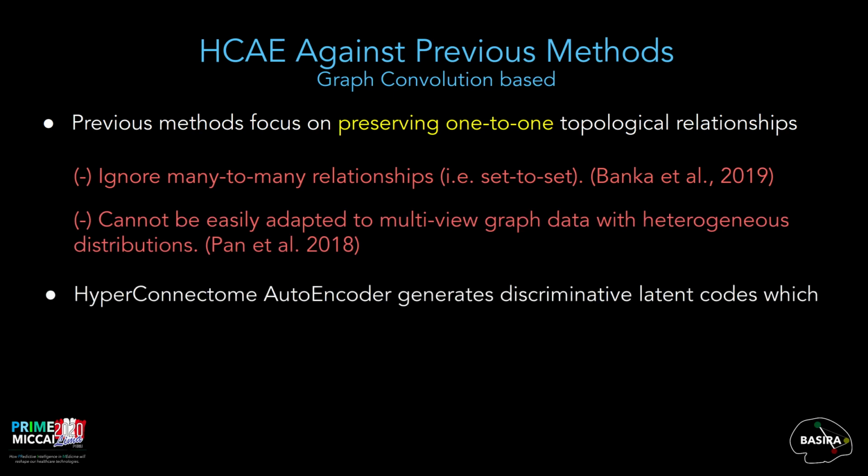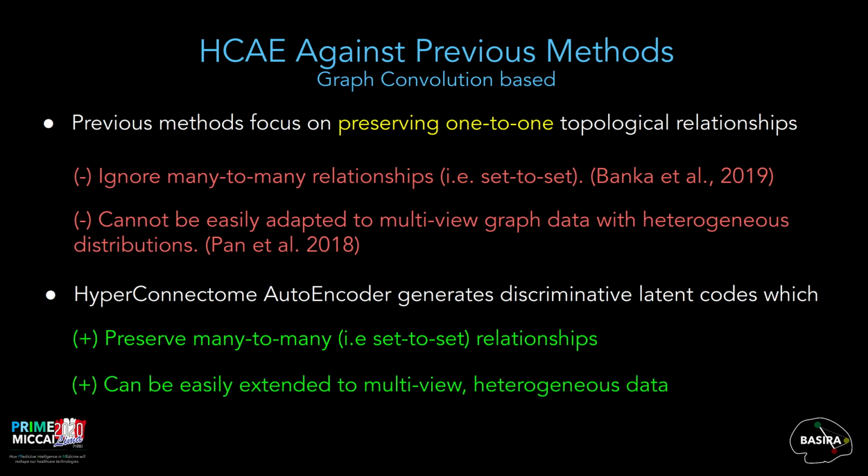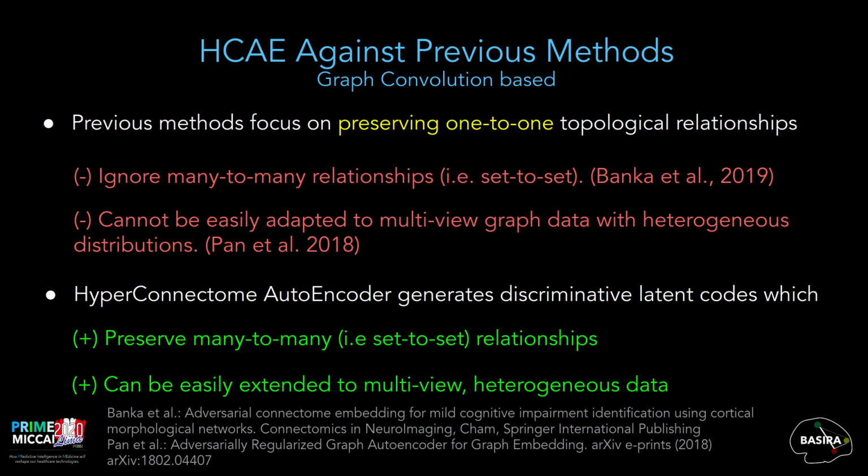To address the previous limitations, we propose HCAE, a HyperConnectome AutoEncoder which generates discriminative latent codes of brain hyperconnectomes, which, in contrast to graph-based solutions, preserve the many-to-many relationships between nodes and can be easily extended to multi-view heterogeneous data.